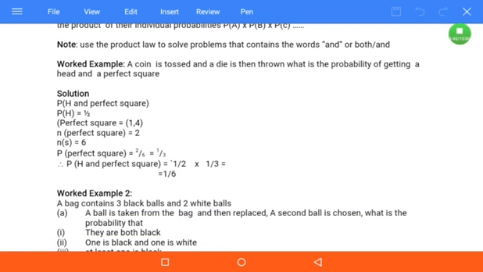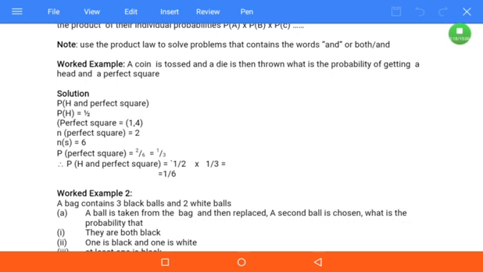Let's take the coin and die example. Example 1 says a coin is tossed and a die is then thrown. What is the probability of getting a head and a perfect square? Now, I told you that a coin has two sides. The part where they drew a man's shape is called the head. The other part where they inscribe the Nigerian coat of arms is called the tail. Now you remember the coin, and the die used to play your Ludo, having a sample space of 1, 2, 3, 4, 5, and 6.